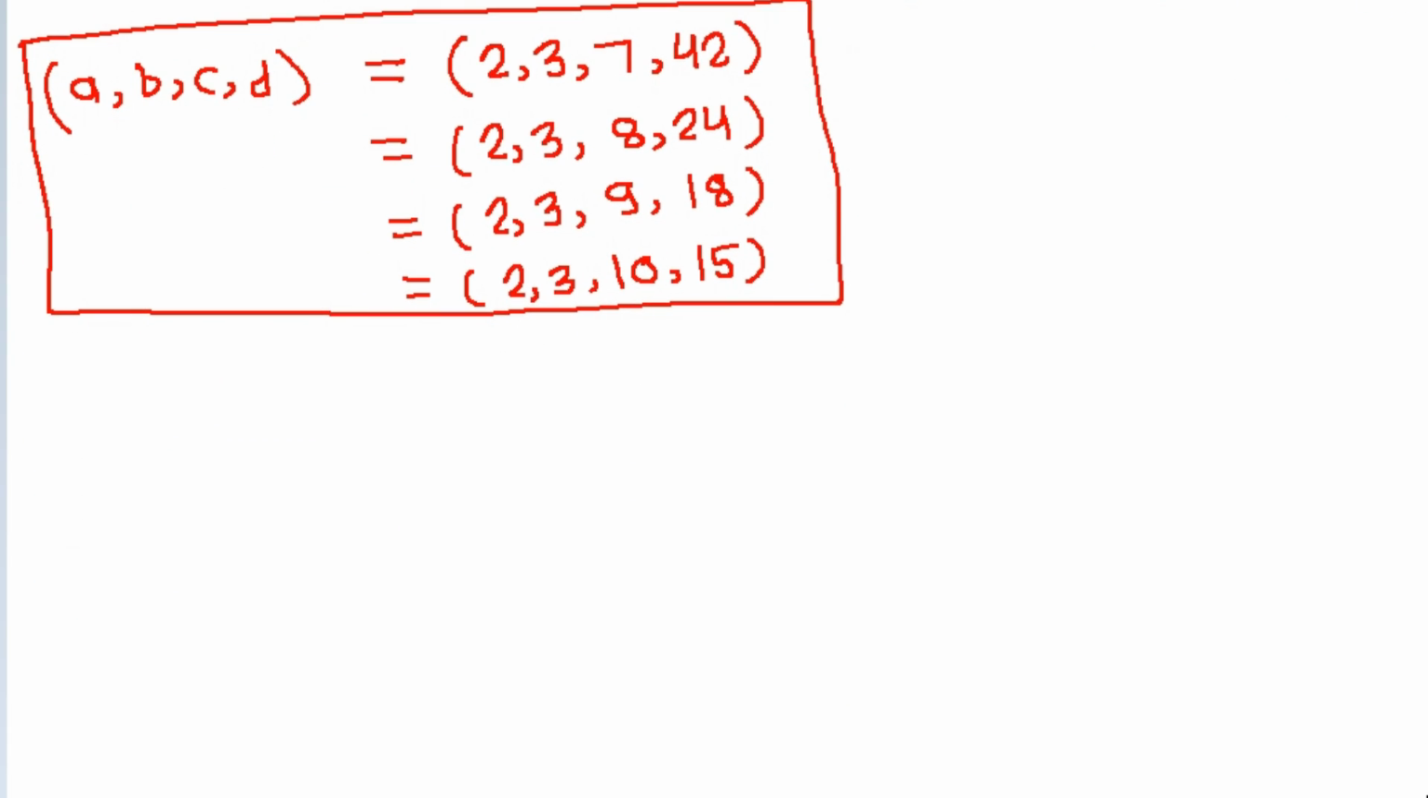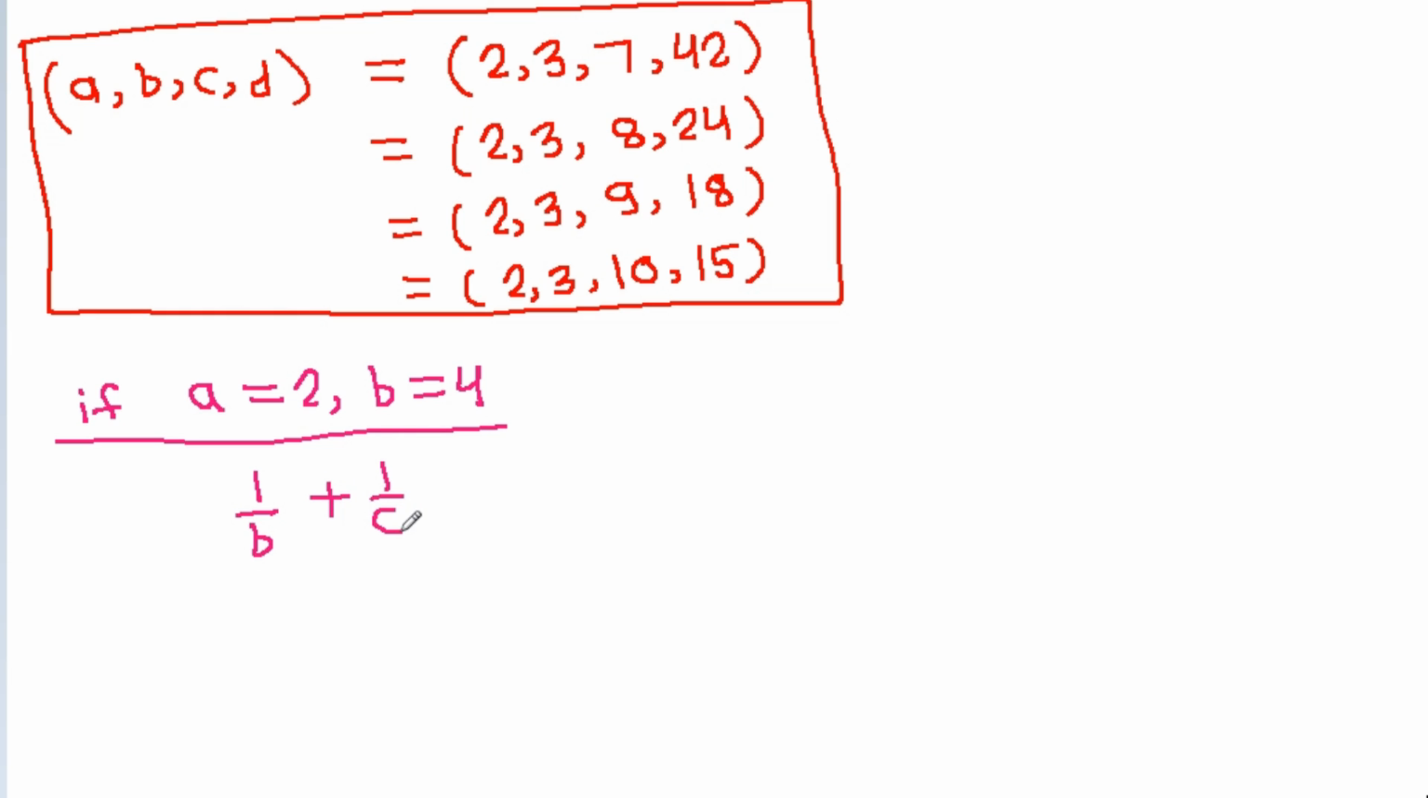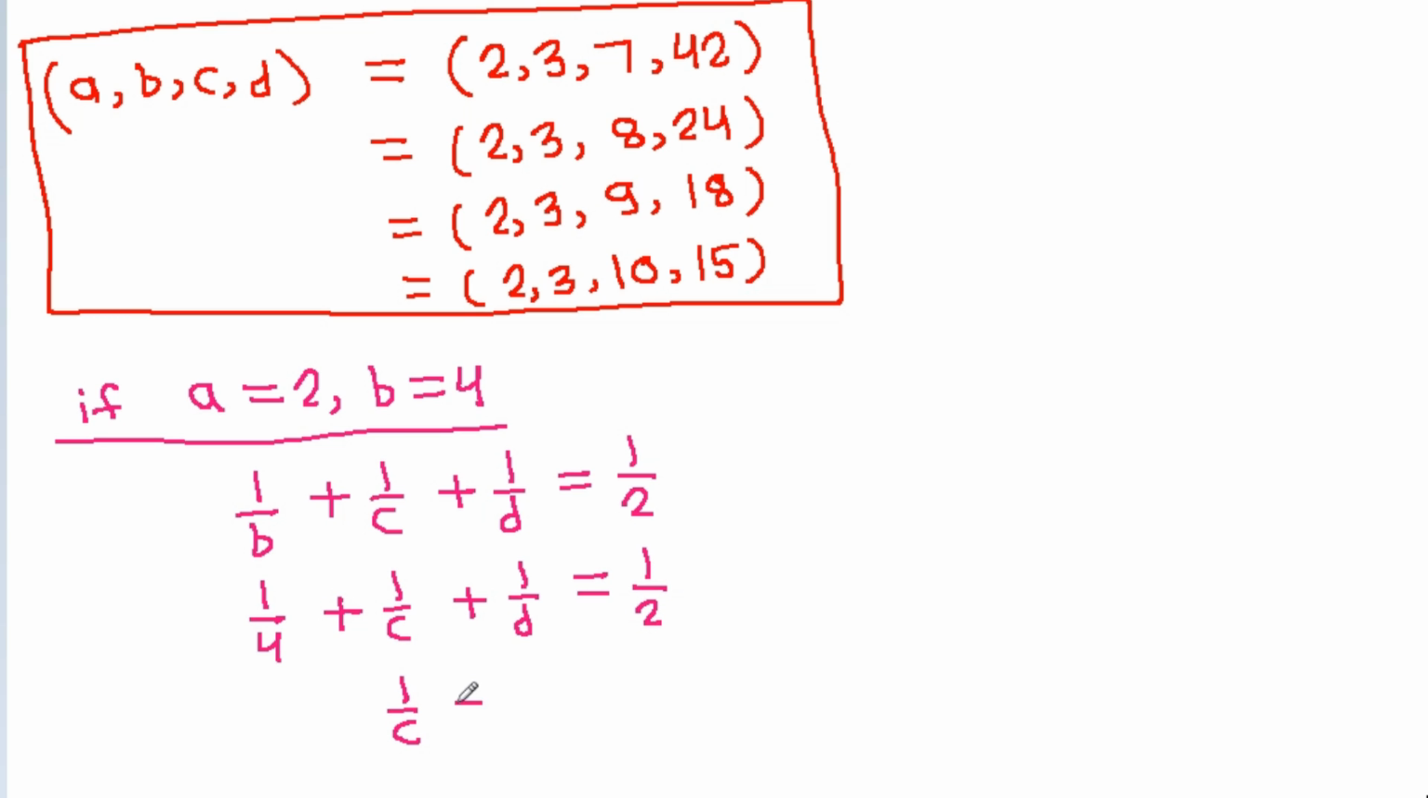And if A is 2 and B is 4, then we have 1 by B plus 1 by C plus 1 by D is equal to 1 by 2, and 1 by 4 plus 1 by C plus 1 by D is equal to 1 by 2, so 1 by C plus 1 by D will be equal to 1 by 2 minus 1 by 4, which is 1 by 4.